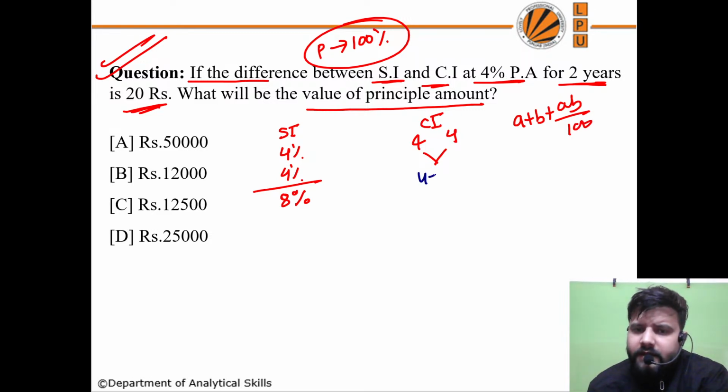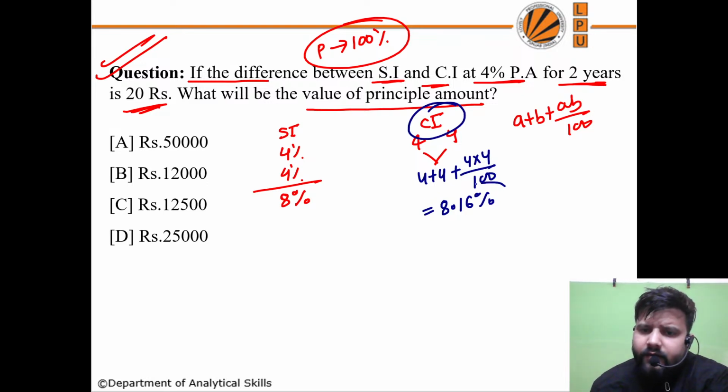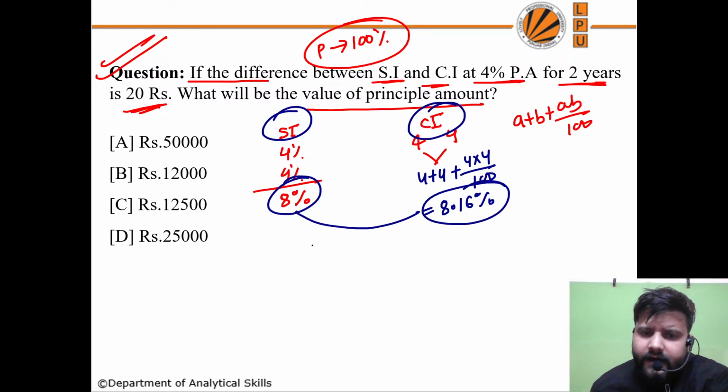So it will be 4 plus 4 plus 4 into 4 divided by 100. So it is how much? 8.16 percentage. So CI is 8.16 percentage, SI is 8 percentage. So how much is the difference here? Difference is of 0.16 percentage, isn't it? And the difference in terms of amount is given as 20 rupees. So I can say 0.16 percentage is equal to 20 rupees.